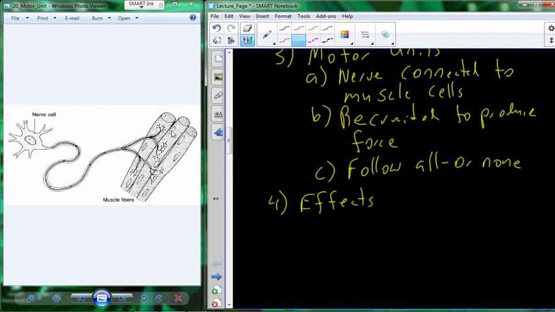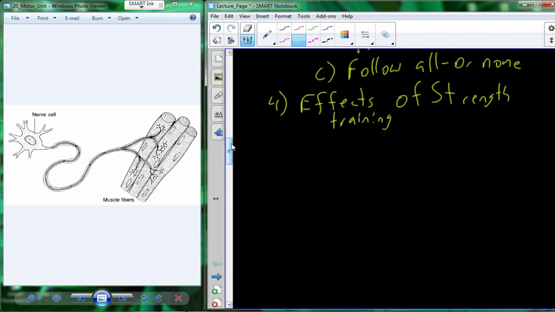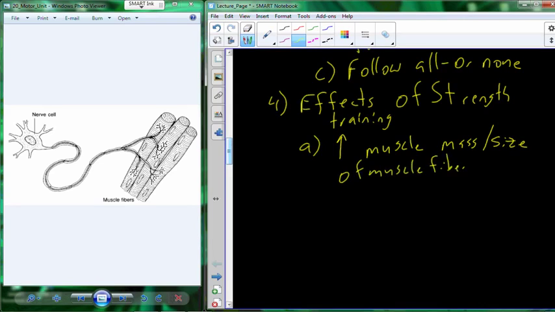All right, so what are going to be the effects of strength training? What are the effects that strength training will have on an individual? What are some of the benefits of strength training? Well, one, we can have an increase in muscle mass and overall muscle size because of those changes that happen at the muscle fiber level.